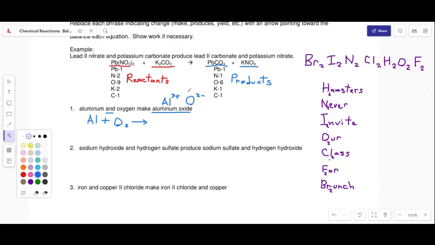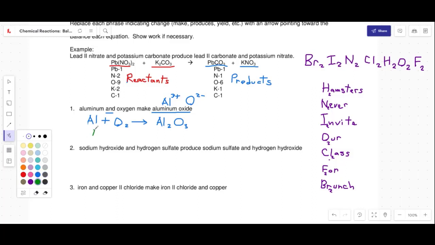Al2O3. Because the lowest common multiple of 3 and 2 is 6. I need 2 aluminums to get me a total charge of 6. And I need 3 oxygens to give me a total negative charge of 6. So now I can balance this.